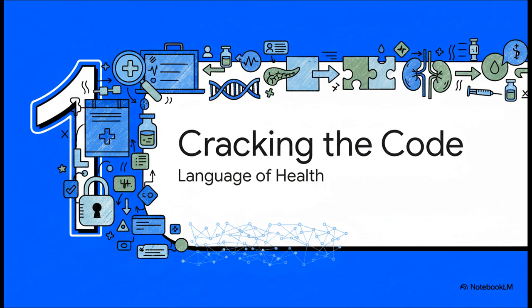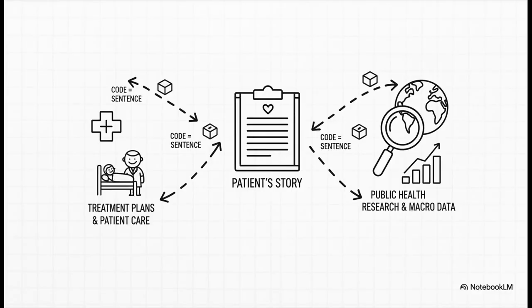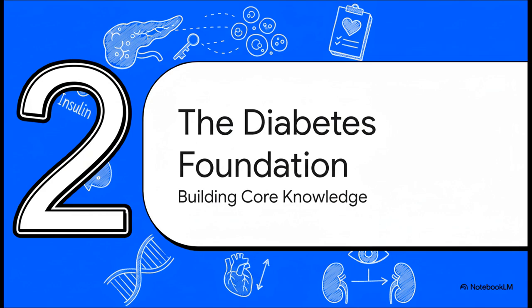First things first, let's be super clear about what we're doing here. Medical coding isn't just about grabbing a number from a book. It's a discipline. It demands precision and accuracy because every single detail matters. Every single code you assign is like adding a new sentence to that patient's story. And this story influences everything from their treatment plan all the way to massive public health research projects. So the coder's job is to make sure that story is told with 100% accuracy. That's a huge responsibility.